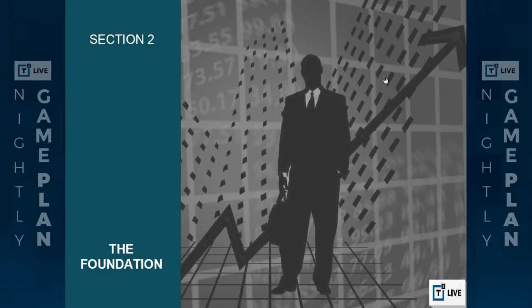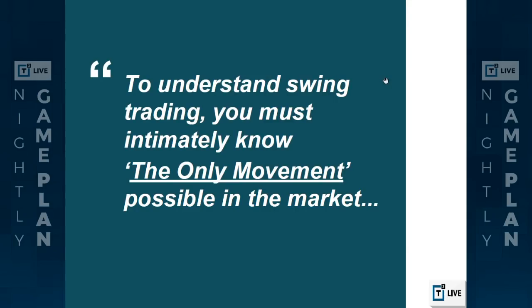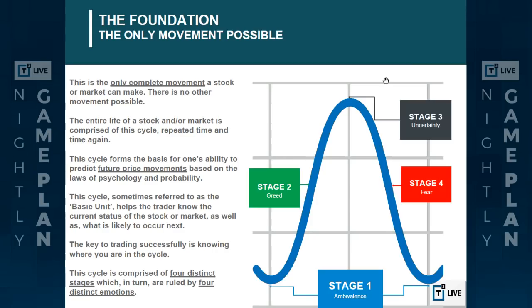The foundation chapter, section 2. To understand swing trading, you must intimately know the only movement possible in the market. It's the only movement possible. A lot of you are familiar with this, but some of you think you know it, but you really don't. Now let's cover it and see what you think.